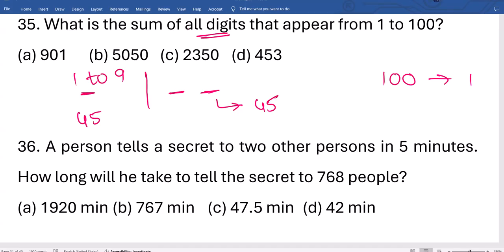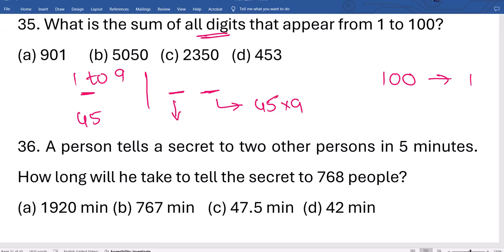How many times will it come? 11 to 19, 21 to 29, I am talking about the units place, 31 to 39, likewise up to 91 to 99: 9 times. So I am doing 45 into 9. I could do 10, sum is 1, 11 summation is 2, 12 summation is 3, and then sum all that, but here I am taking 45 into 9. But what about the tens place?